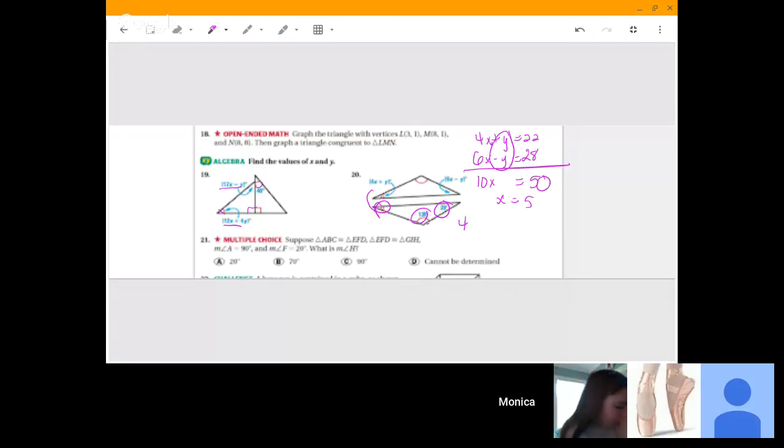Now we can plug 5 back in and say 4 times 5 plus y equals 22. Okay, because we go back into one of the original equations. So 4 times 5 is 20 plus y equals 22. So y is going to equal 2. So that's it. You were supposed to find your x and your y.